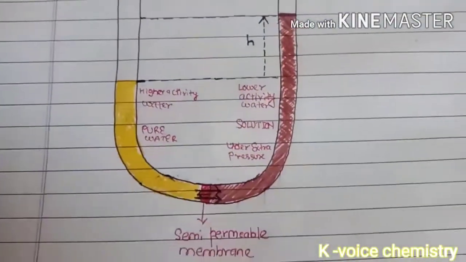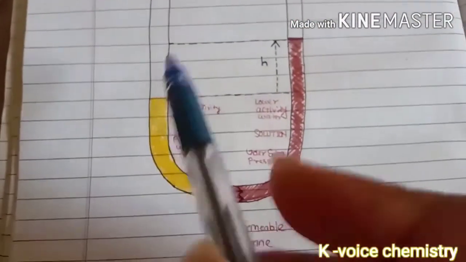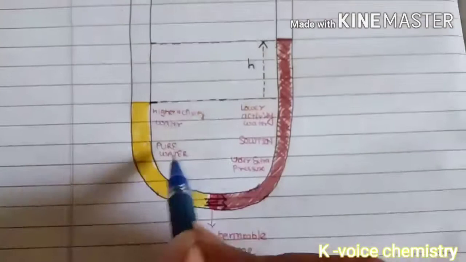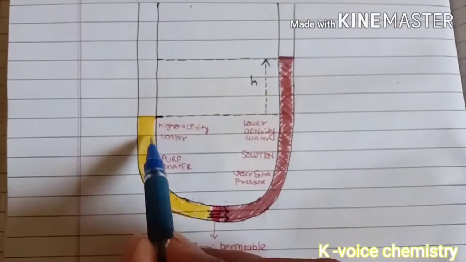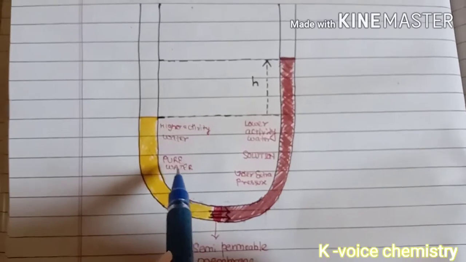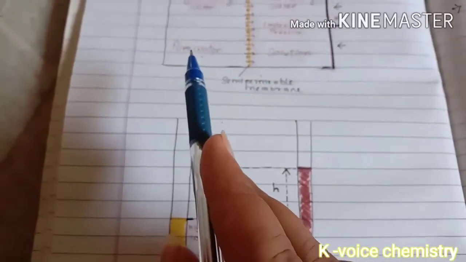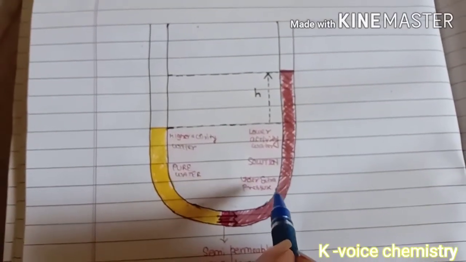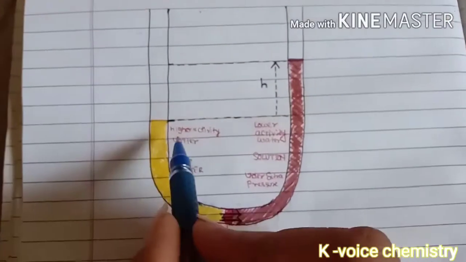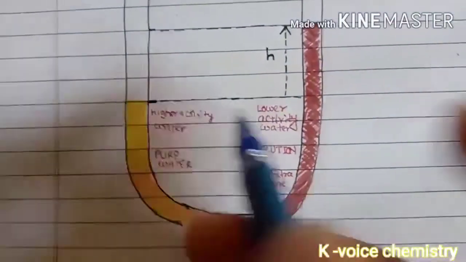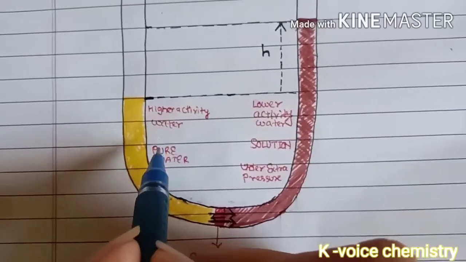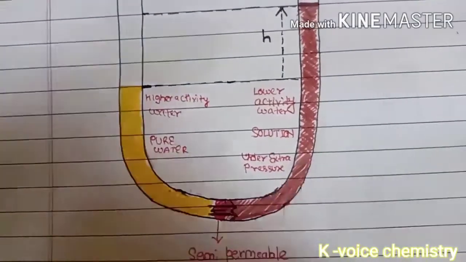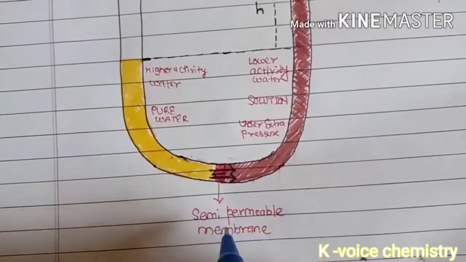As you can see in this diagram, it is a kind of U-shaped tube. This side we can easily see that this is the pure water, that is the solvent. And on this side we can see the solution side. So the activity here, we see that the higher activity water is present. And here we can see that the lower activity water is present on the solution side. And this is the semi permeable membrane.